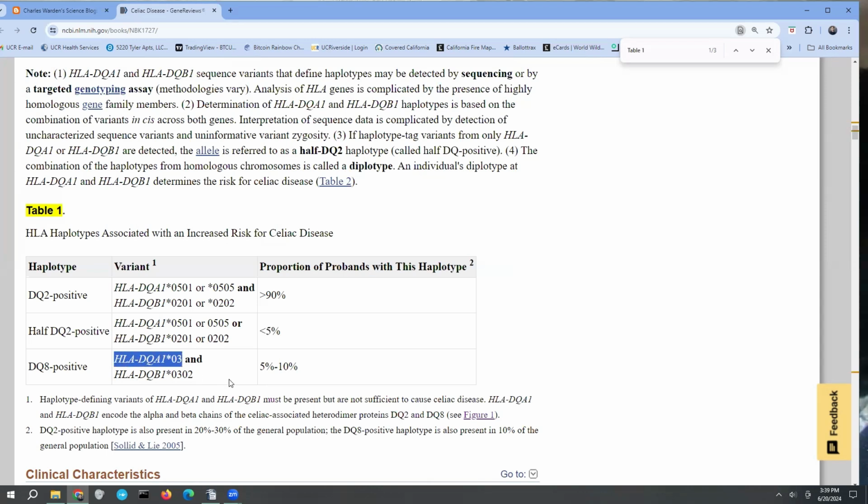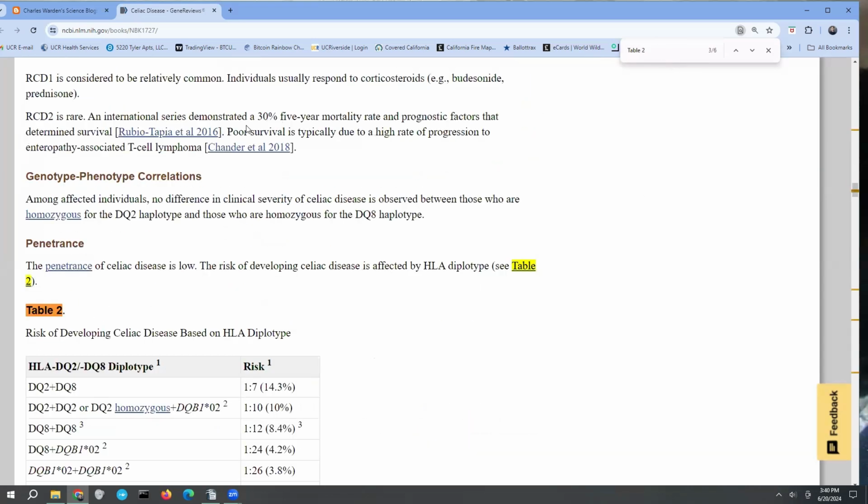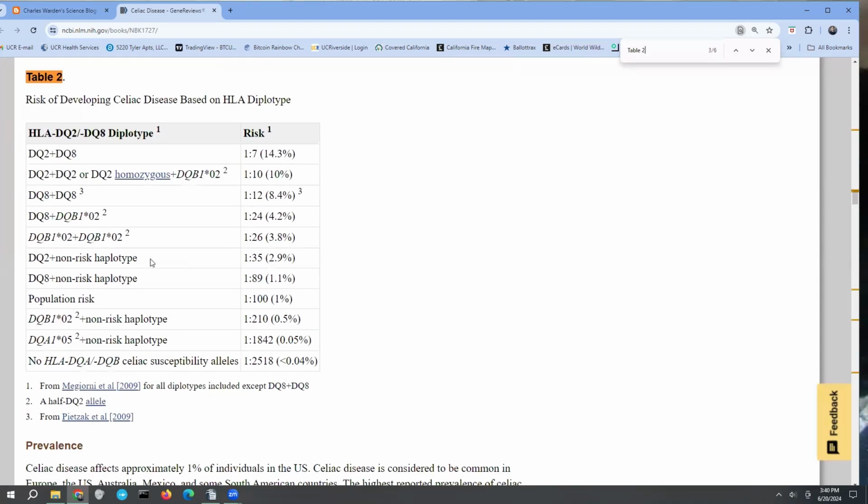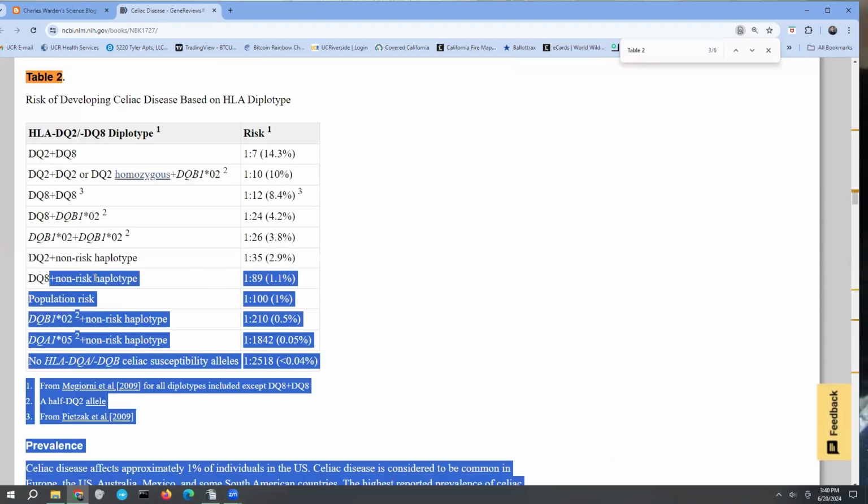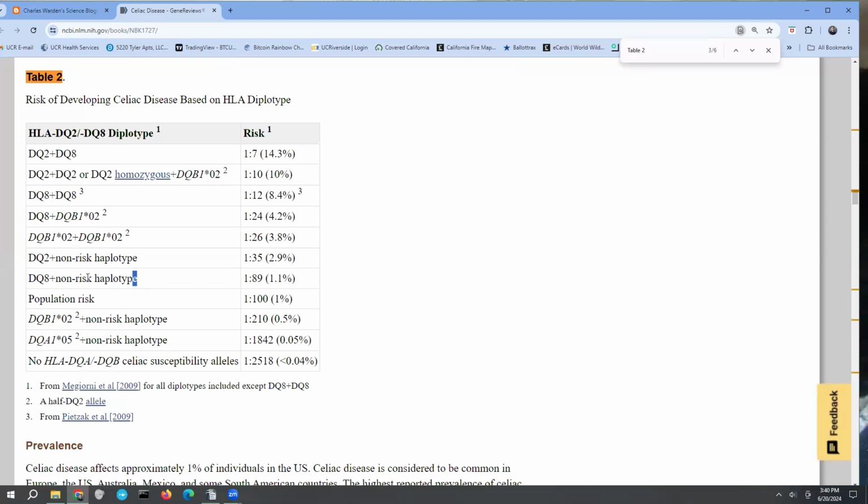So this could have come from your mom, this could have come from your dad, and you'll still be DQ8 positive. And if you have both copies with these alleles, then you'll be DQ8. And that causes you, in most cases, to be at increased risk. So for example, if you were DQ8 and you did not have a high-risk haplotype or diplotype, again, from my understanding, then that would not be a very substantial increase in risk. But if you're DQ8, you're supposed to be at increased risk of getting the disease.